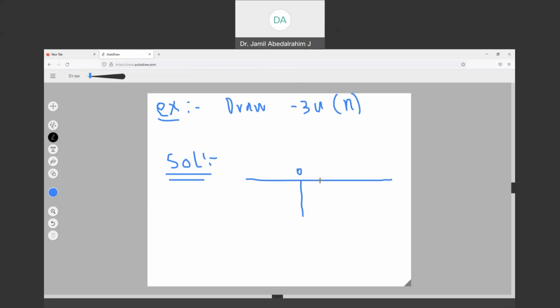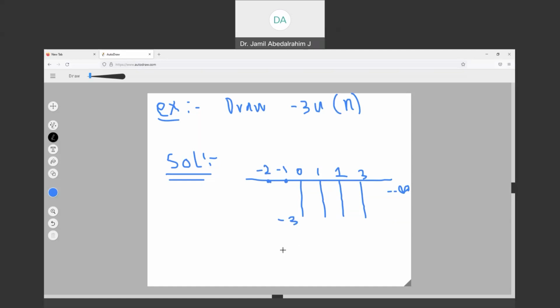0, starting from 0. One, two, three, until infinity. And at minus 1, no signal in the negative part. So instead of 1, the amplitude becomes minus 3. So we multiply u of n by minus 3.